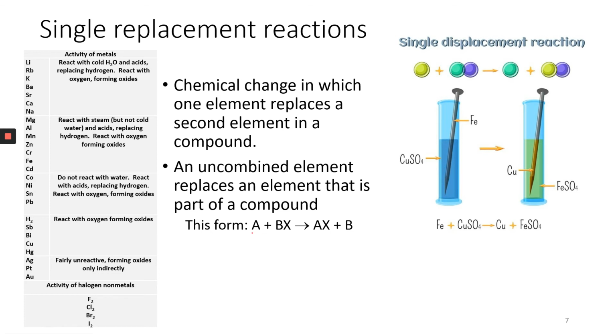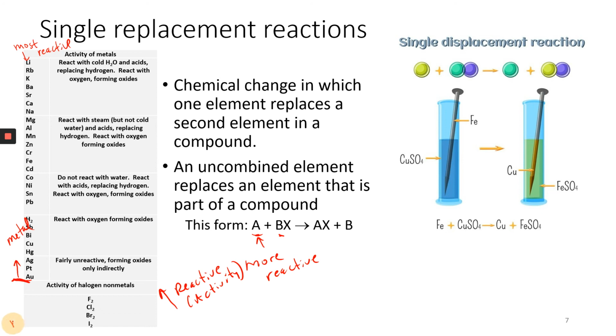Single replacement, again, you have your single element replacing one of the elements in the compound. In order for this reaction to occur, the single element must be more reactive than the element it is replacing. So on this table here is your reactivity or activity. So the higher you are, the more reactive. So this is most reactive. And actually this is two tables kind of combined. So your reactivity increases as you go up. These are for the metals. These are your metals. And these are your nonmetals.